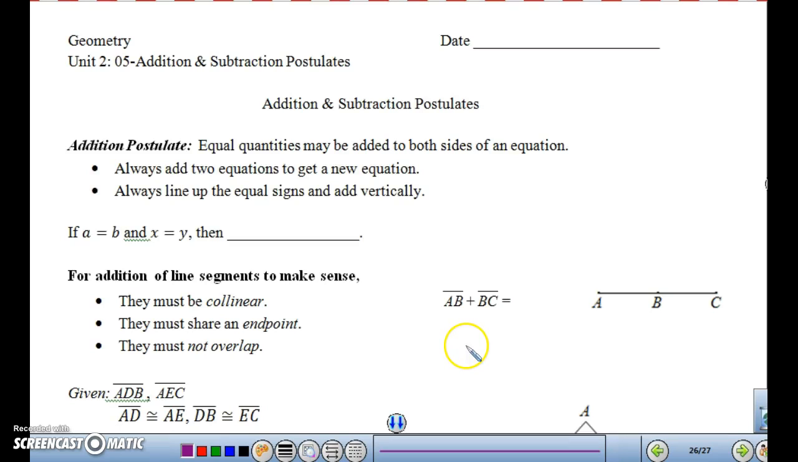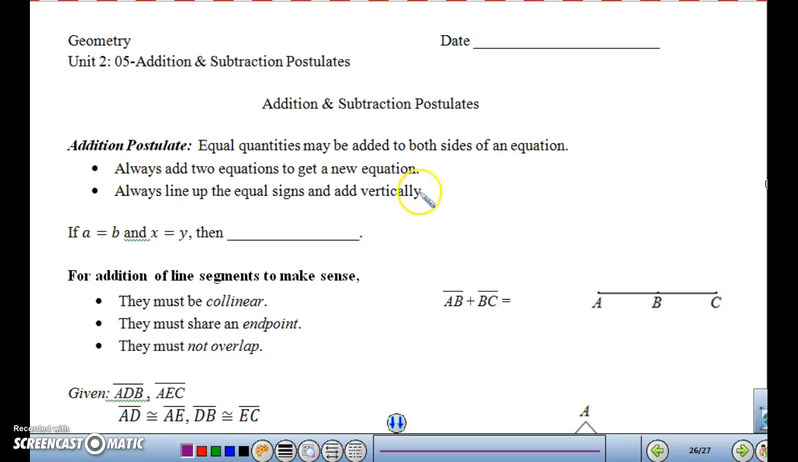This is Geometry, Unit 2, Lesson 5 on Addition and Subtraction Postulates. The addition and subtraction postulates that we're going to be using deal with adding and subtracting segments and angles. So let's take a look at how it applies for each one. Let's look at the addition postulate first.